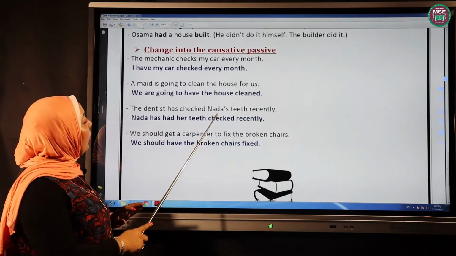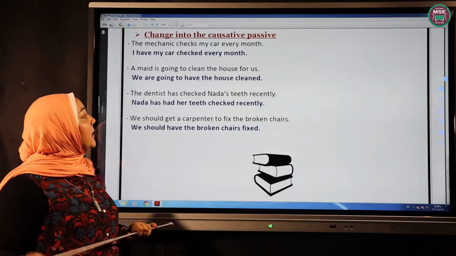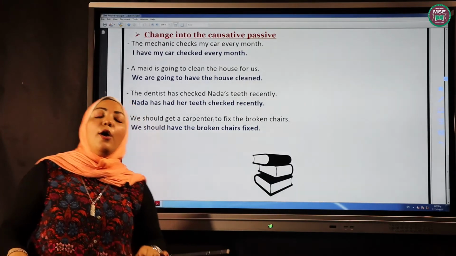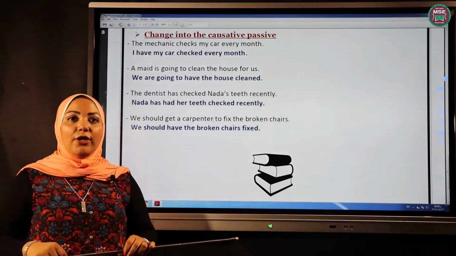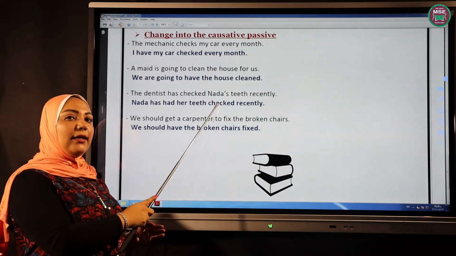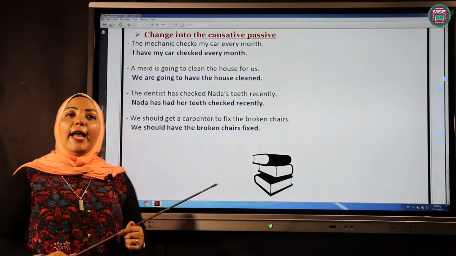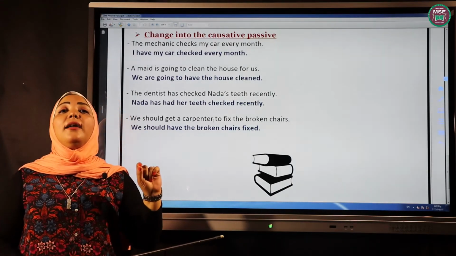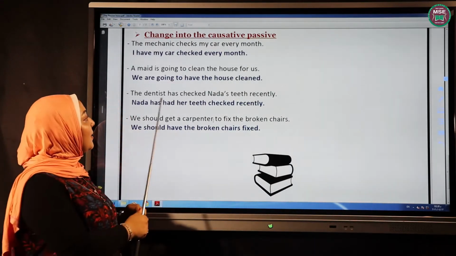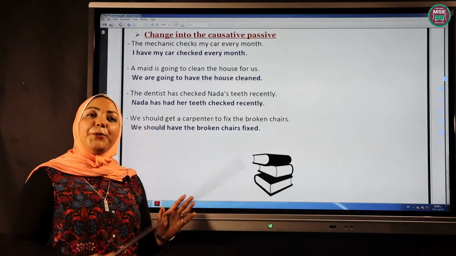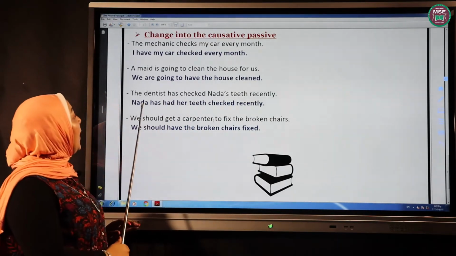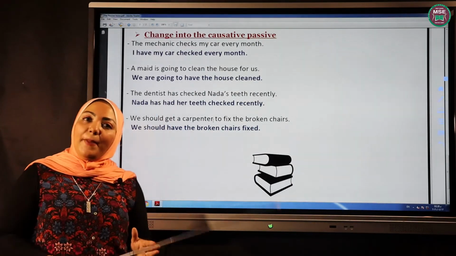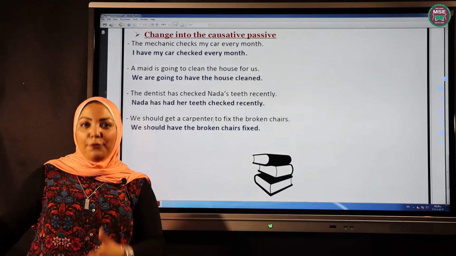Okay? Another example. The dentist has checked Nada's teeth recently. Okay. Who is the person that will get a service here? It's Nada. Okay, so we start with Nada. And then step number 2, verb have or get in the tense of the sentence. What tense is it here? It's present perfect. Good. So, Nada has had. So, this has had is verb have in the present perfect form.